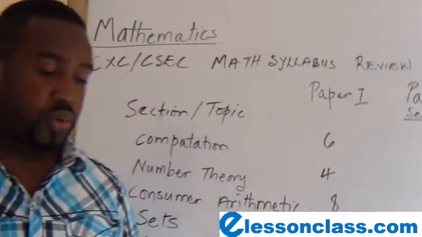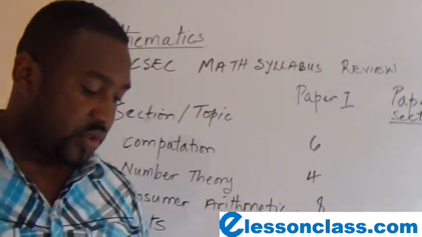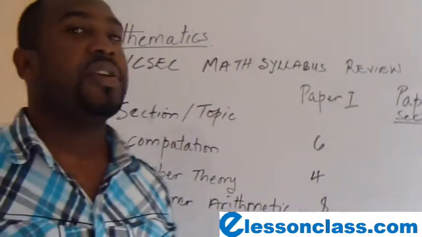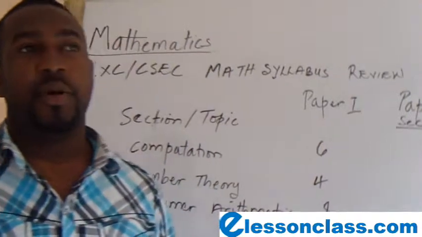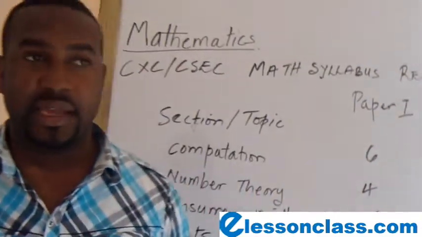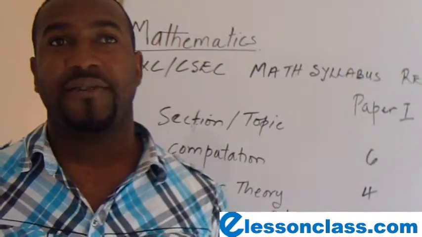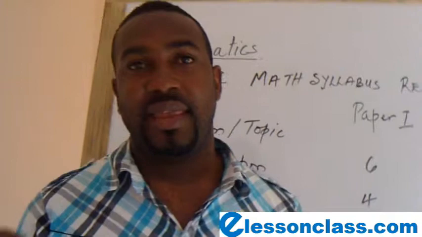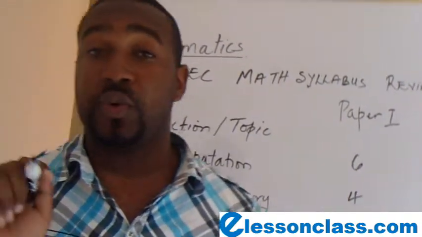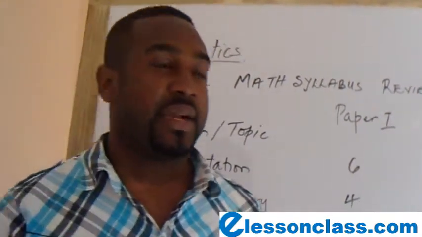Section 2 of paper 2, as I said earlier, consists of 3 questions. But section 2 is what we call the optional section, meaning you are allowed to choose any 2 questions from the 3 questions that are there. So you are allowed to choose any 2 questions from the 3 questions that are there.